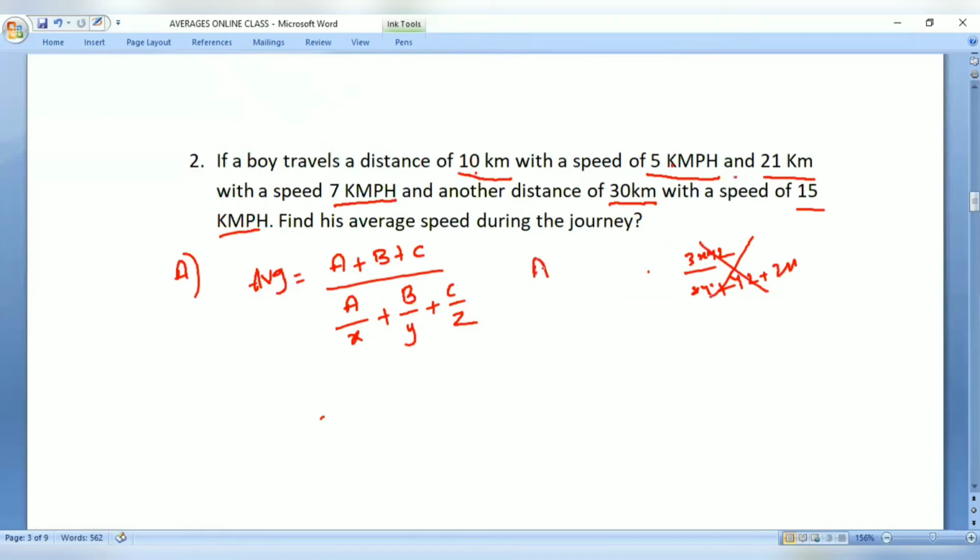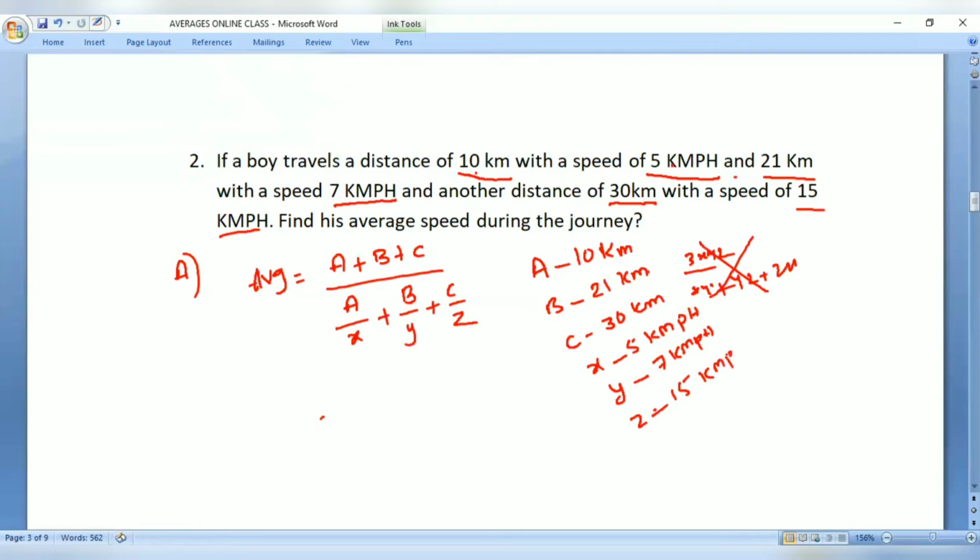In this, what are the values of A? The value of A is 10 kilometers. The value of B is 21 kilometers. The value of C is 30 kilometers. Then the value of X is 5 kilometer per hour, the value of Y is 7 kilometer per hour, and the value of Z is 15 kilometer per hour. So now let us substitute the values.